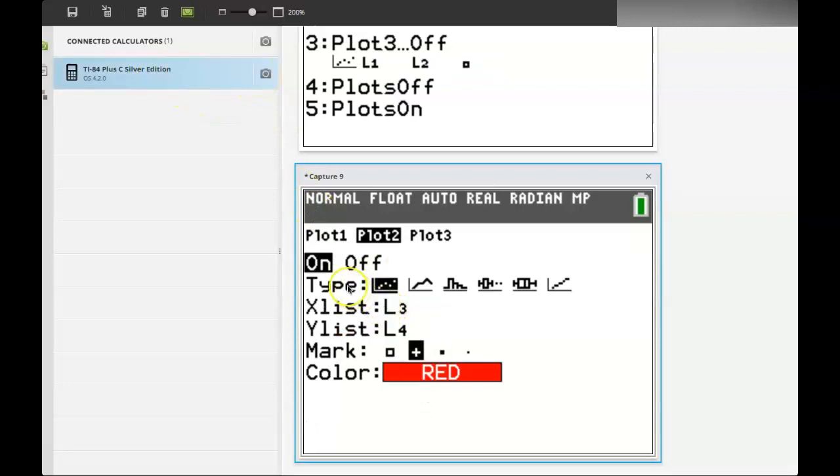So same process. I should have that on. So choosing that one. And then here for X, now I have L3, and for Y I have L4. You may have L1, L2, so change these two. And also I'm choosing this positive sign for the female group and color red.